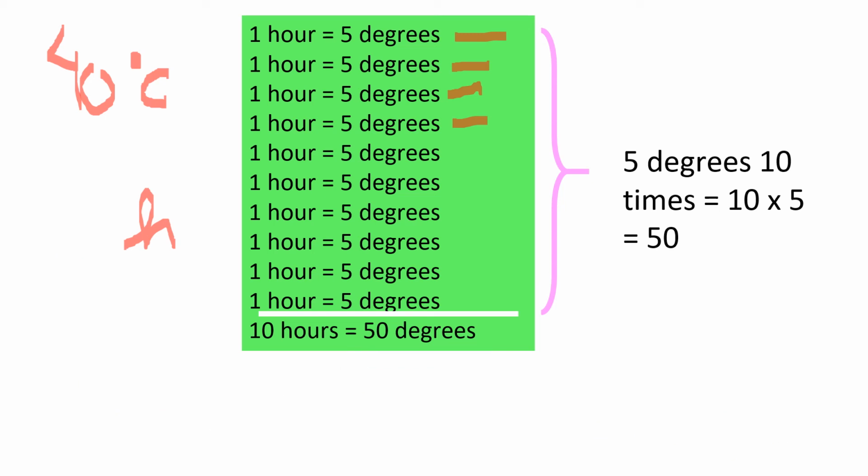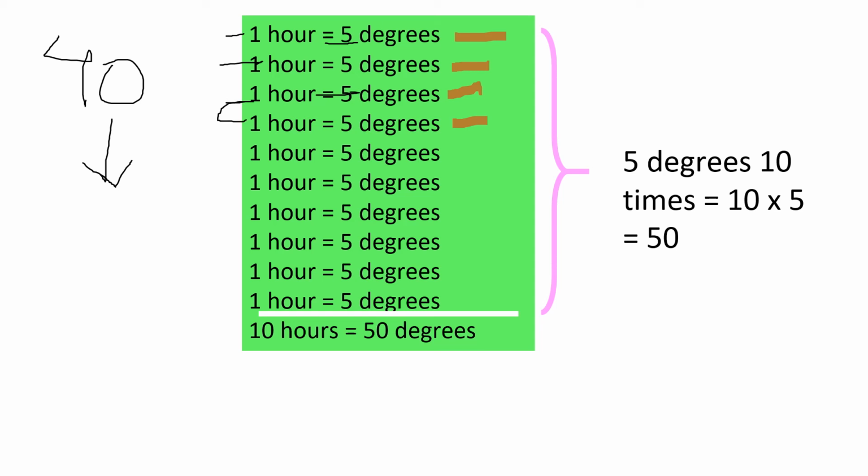First, what did they do? Let's understand the question again. First, they told us that the temperature was 40 degrees Celsius, right? Then they told us that every hour they're decreasing it by 5. So every hour, 1, 2, 3, 4, they are decreasing it by 5. Then they asked us to find the temperature after 10 hours.